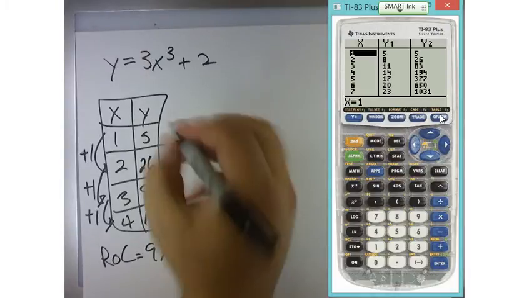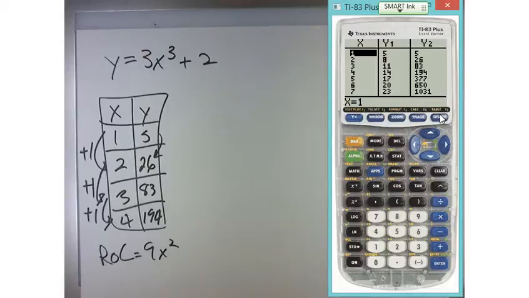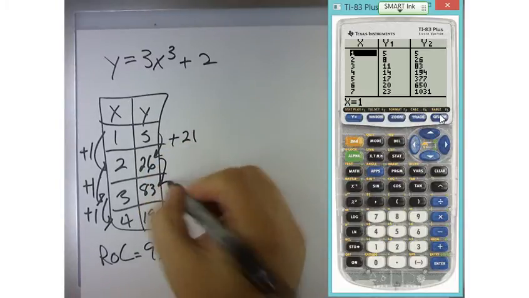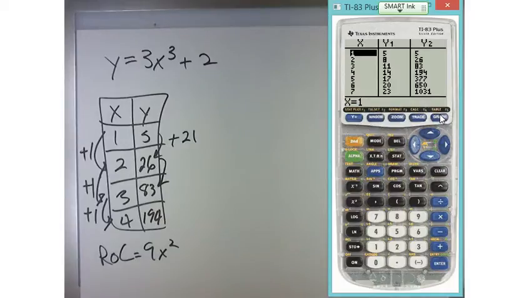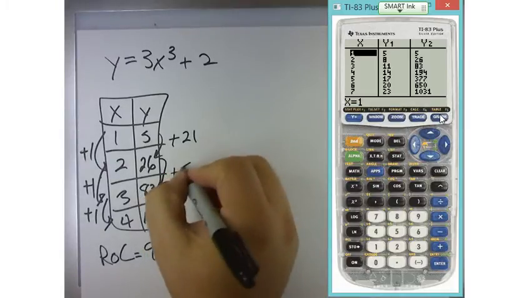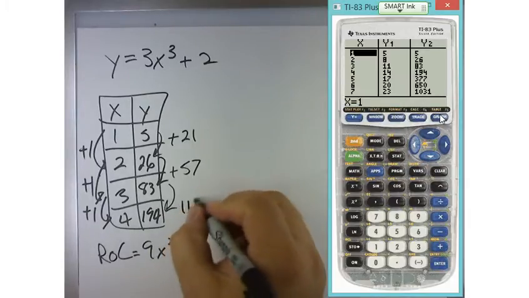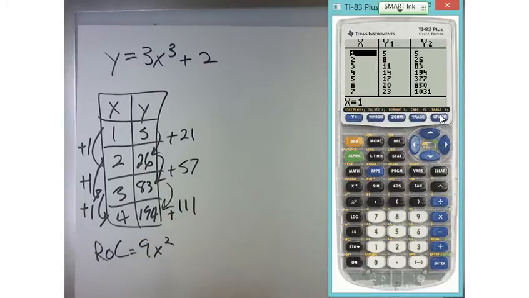So as I change from this to this, what do I add to 5 to get to 26? 21, right? What do I add to 26 to get to 83? What was that? 57. What do I add to 83 to get to 194? 111. So now it's really, really complicated to kind of figure out what we're doing. Okay?